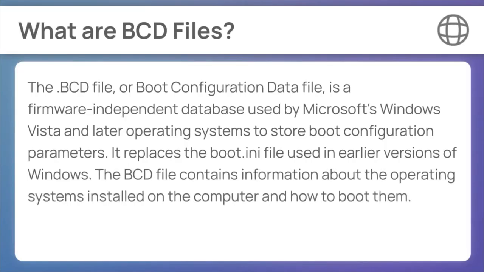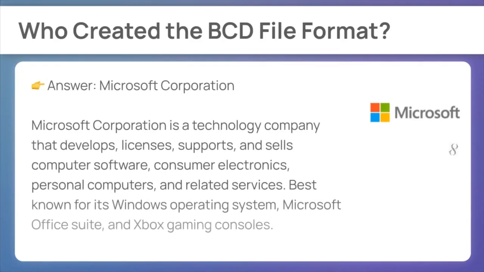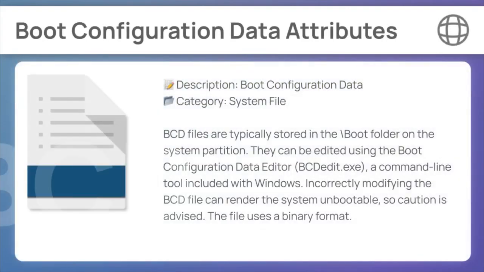The BCD file, or boot configuration data file, is a firmware-independent database used by Microsoft's Windows Vista and later operating systems to store boot configuration parameters. It replaces the boot.ini file used in earlier versions of Windows. The BCD file contains information about the operating systems installed on the computer and how to boot them. BCD files are typically stored in the boot folder on the system partition. They can be edited using the boot configuration data editor, BCDedit.exe, a command line tool included with Windows.